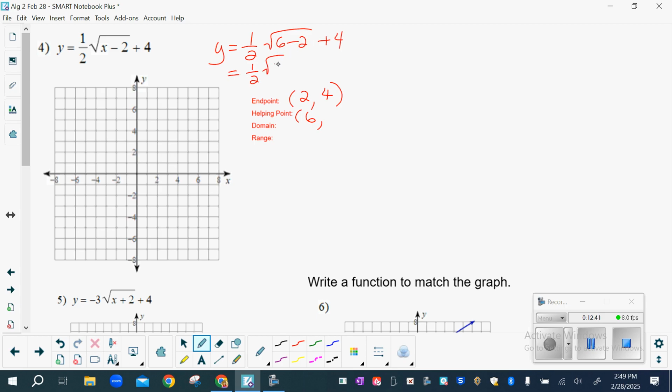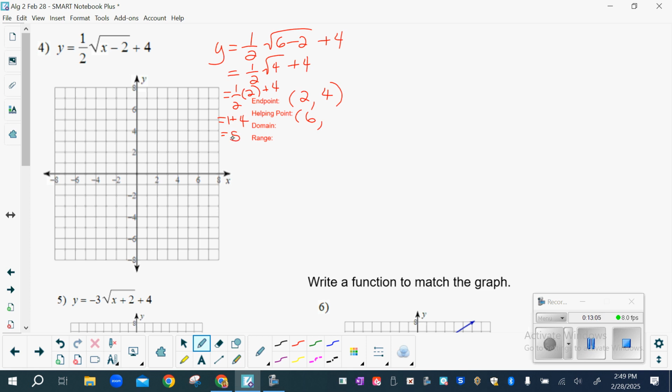1/2 times square root of 4, plus 4. Square root of 4 is 2, so we're going to take half of 2, plus 4, or 3. No. Square root of 4 is 2. Yeah, but wait, half of 2. Half of 2 is 1. Yeah, plus 4. Oh, sorry. Plus 4. Thank you. Okay. 1 plus 4 is 5.